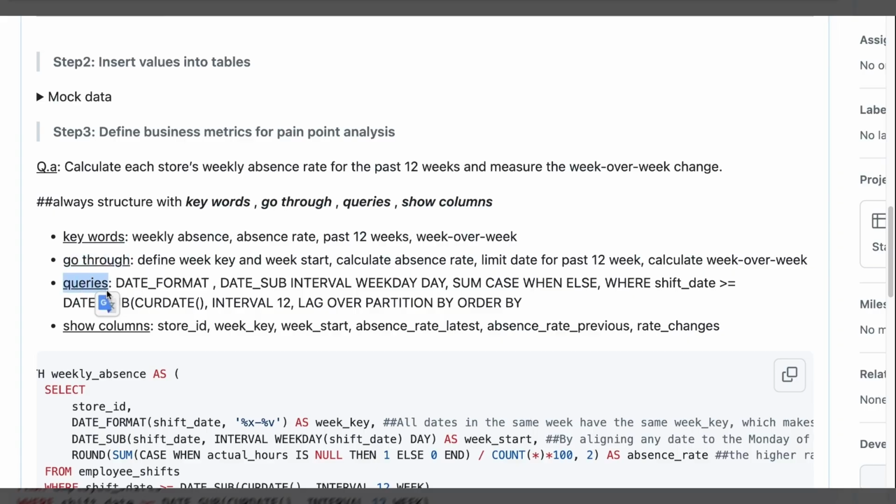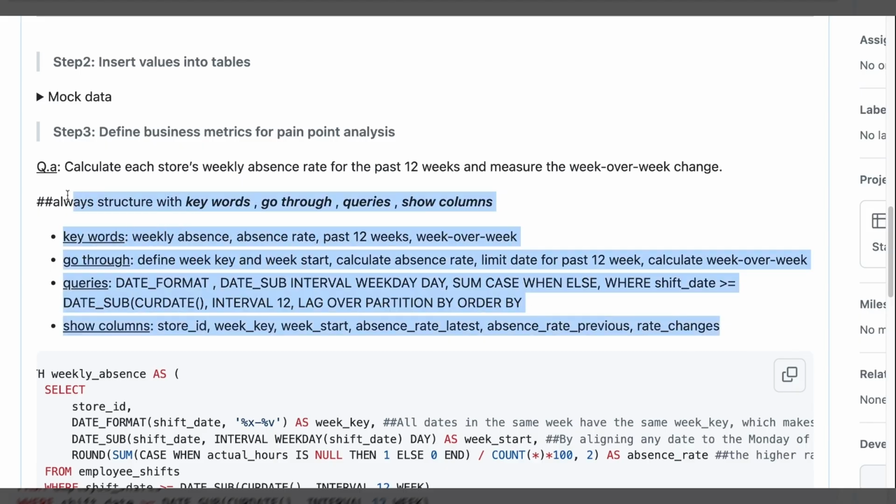Based on the logic, we can foresee which functions will be used, such as date format, date sub, etc. If you're not able to think of these queries right away, don't worry. The more cases you work on, the more you'll realize that most analytical SQL problems reuse similar patterns.